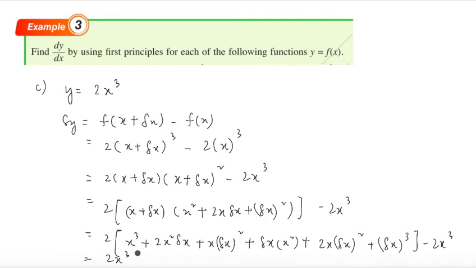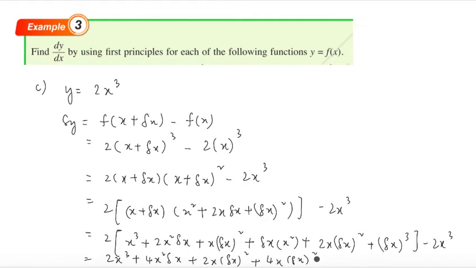2x power 3 plus 4x squared delta x plus 2x delta x squared. Okay, here is x delta x squared. Here is 2x delta x squared. Plus 4x delta x squared. Later these two can combine, become 6x. Okay, plus.